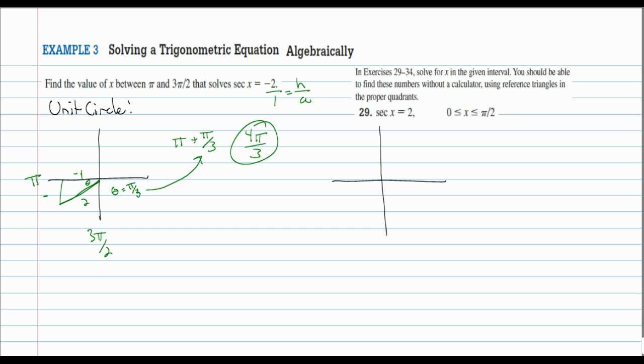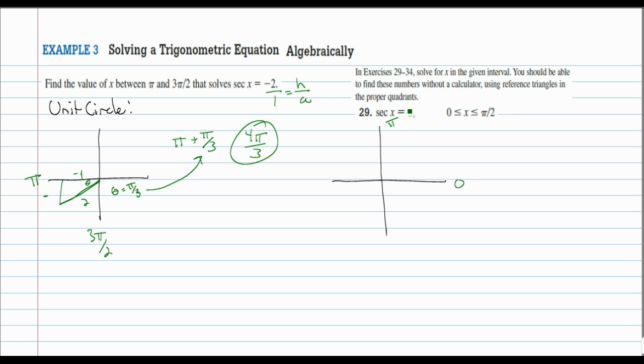The Now Try problem, number 29, is asking for the secant of x that equals 2. So what angle has a secant of 2? And that has to be between 0 and pi over 2. That's kind of nice. They left it in the first quadrant for us.